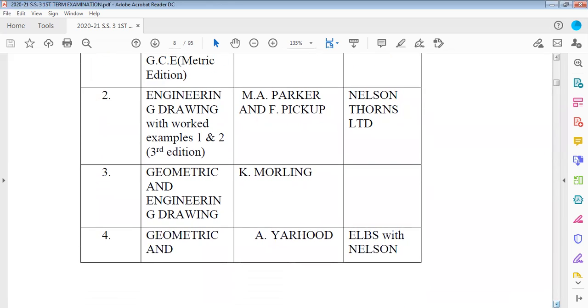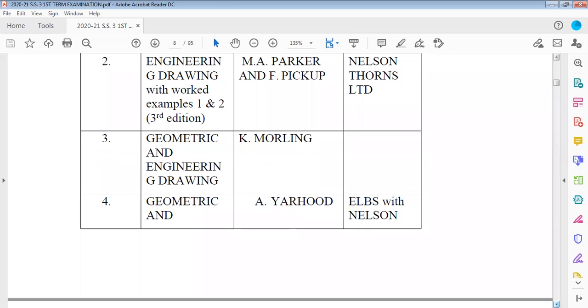Then Geometric and Engineering Drawing, by K. Morling. So you also need to get that, or you can download it. I think I downloaded the one I'm using. I have it on my laptop, I have it on my phone. So you can download that. You don't have to look for the hard copy of that. Just go online and search for it to get it.